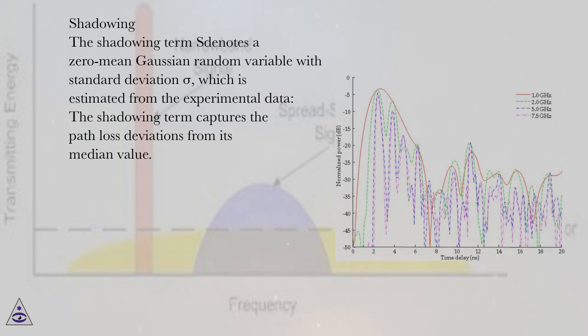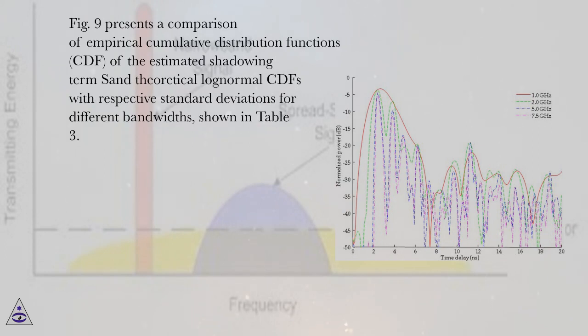Shadowing. The shadowing term denotes a zero-mean Gaussian random variable with standard deviation sigma, which is estimated from the experimental data. The shadowing term captures the path loss deviations from its median value. Figure 9 presents a comparison of empirical cumulative distribution functions, CDF, of the estimated shadowing terms and theoretical log normal CDFs with respective standard deviations for different bandwidths, shown in Table 3.